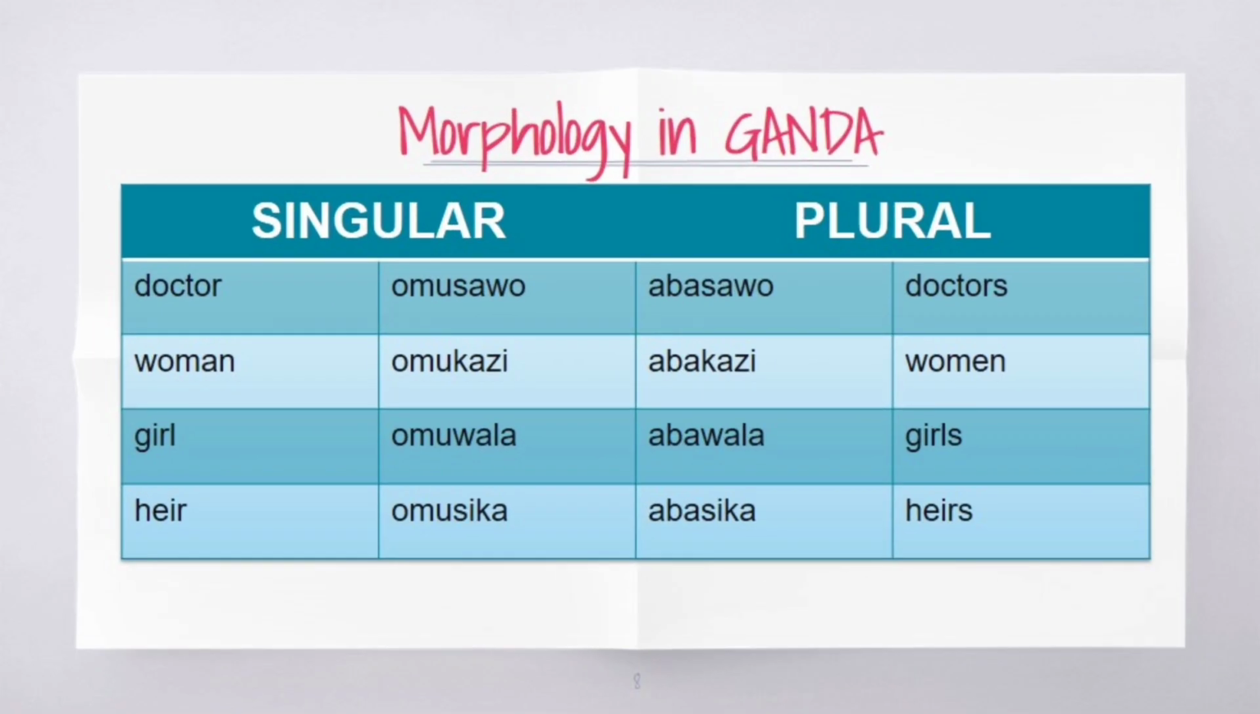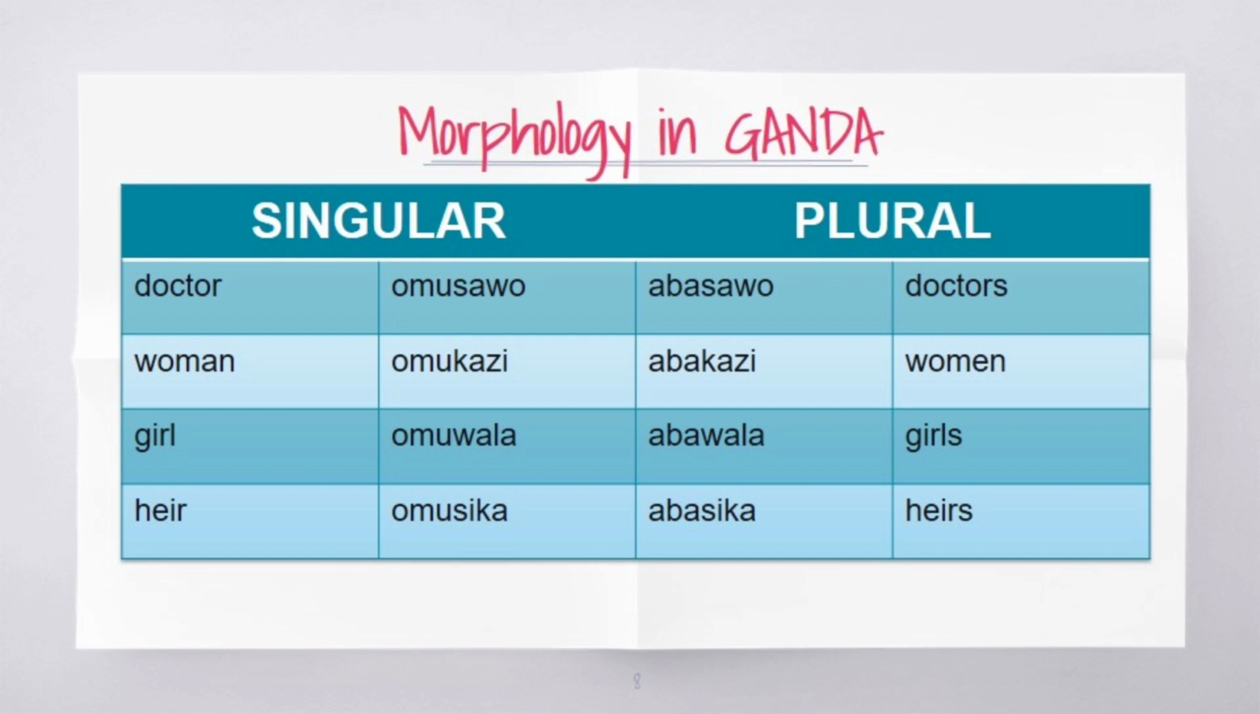Different languages also employ different means to produce inflectional markings of forms. For example, we have here Ganda, a language spoken in Uganda. So the singular form of doctor is omusawo, and the plural form is abasawo, which means doctors. The singular form for woman is omozaki, and the plural form women is abazaki. The singular form girl is omuwala, and the plural form girls is abawala. The singular form heir is omusika, and the plural form heirs is abasika.